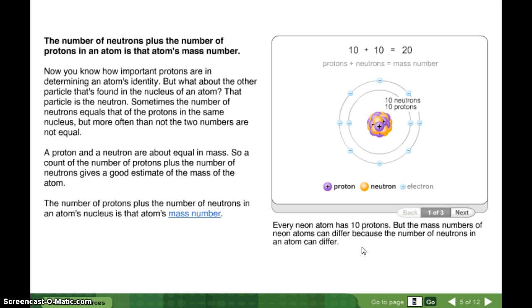Every neon atom has 10 protons, but the mass numbers of neon atoms can differ because the number of neutrons in an atom can differ. So in this atom of neon, it's still neon because it has 10 protons. Neon is number 10 on the periodic table. That's how I know it is still neon. This version, or this atom of neon, has 11 neutrons, so the mass number is 21. And now I have 12 neutrons, 10 protons, add them together for my mass number of 22. However, I know it is still neon. Why? Because it has 10 protons. And it's number 10 on the periodic table because its atomic number is 10 because it has 10 protons.